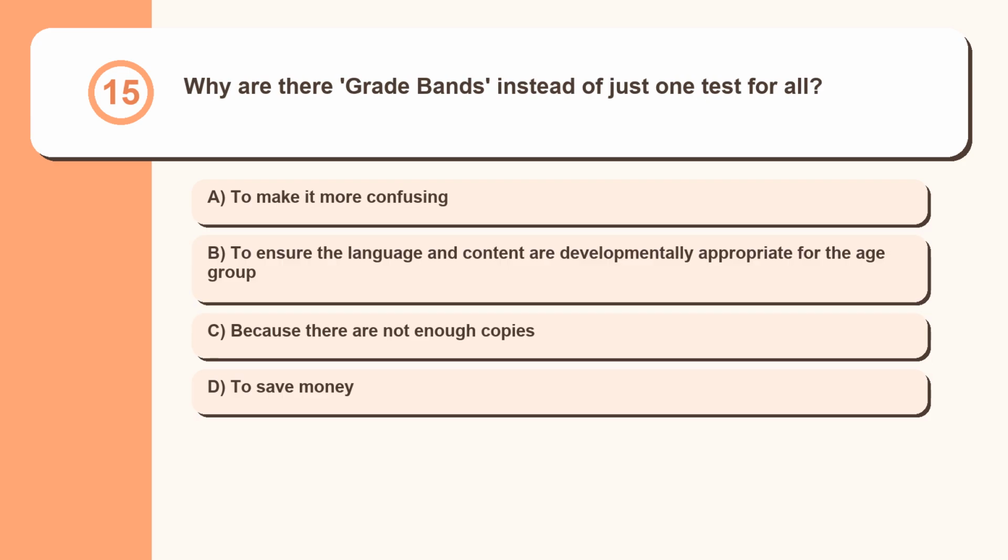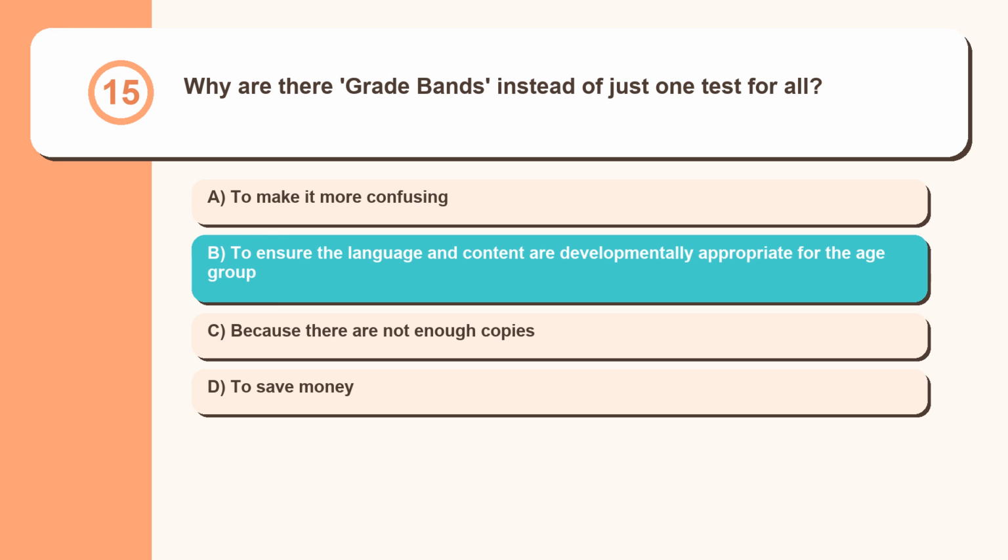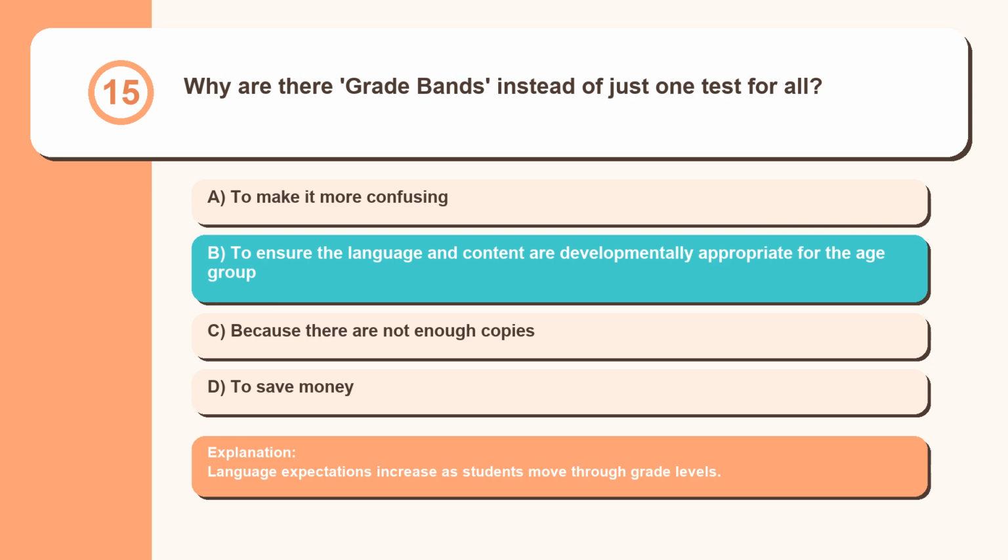Question 15. Why are there grade bands instead of just one test for all? To make it more confusing. To ensure the language and content are developmentally appropriate for the age group. Because there are not enough copies. To save money. Language expectations increase as students move through grade levels.